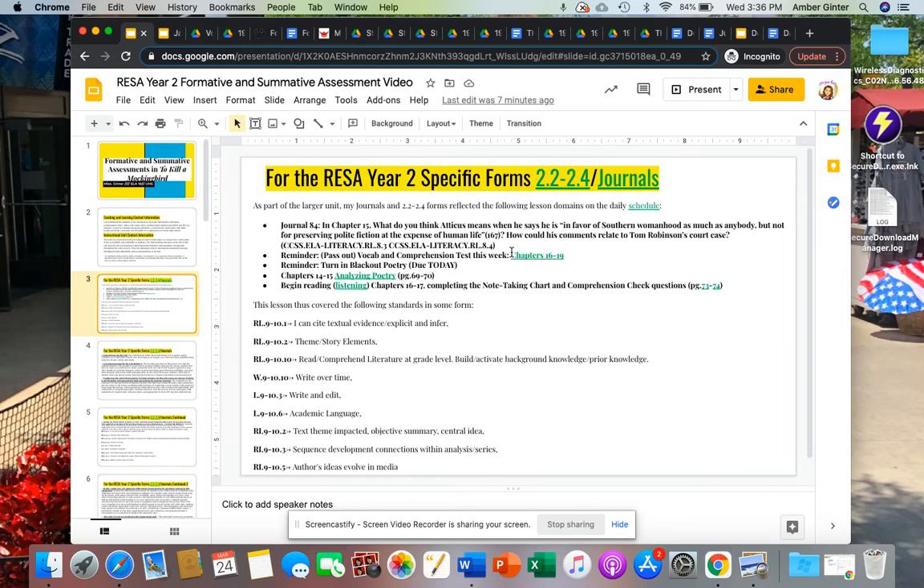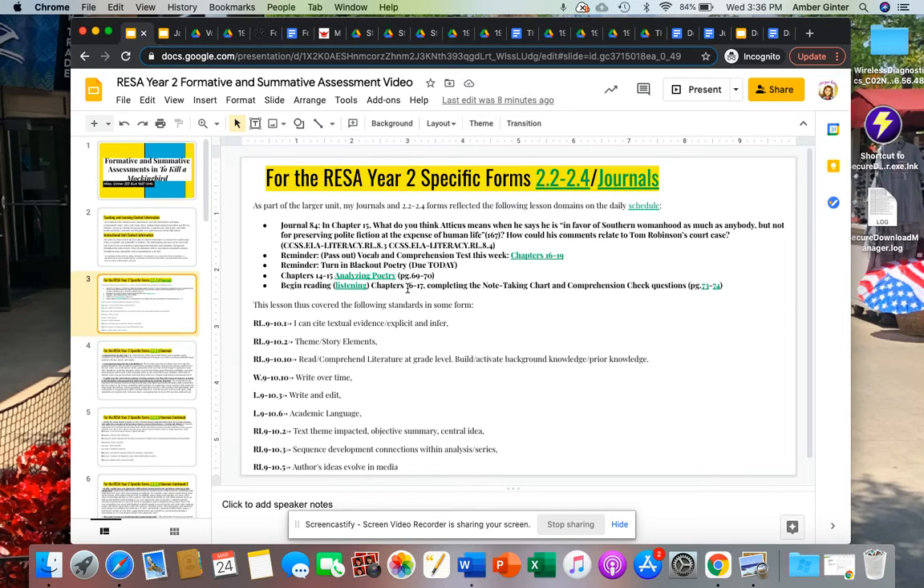We then went over their vocab words for the week, and so they were on 16 through 19. They had an assignment due, so they were to turn that in. That's what the blackout poetry is. We then completed a worksheet as a class analyzing poetry for chapters 14 through 15. And then normally we would end these classes with unit questions. So we looked at chapter 16, 17, note taking chart, comprehension check questions.